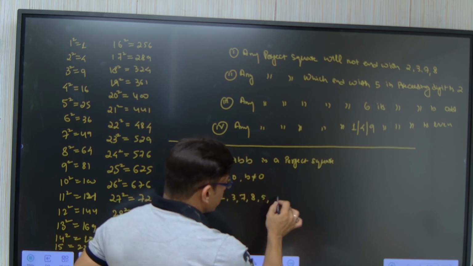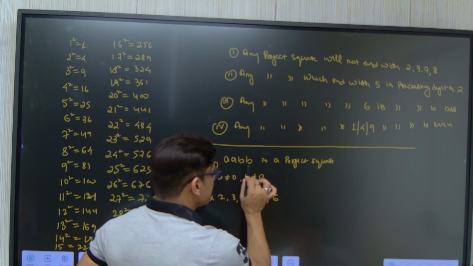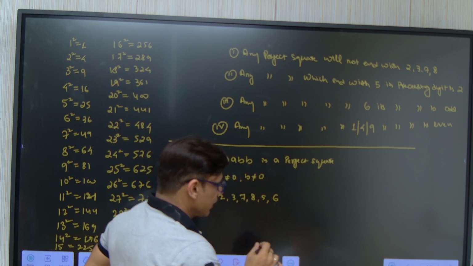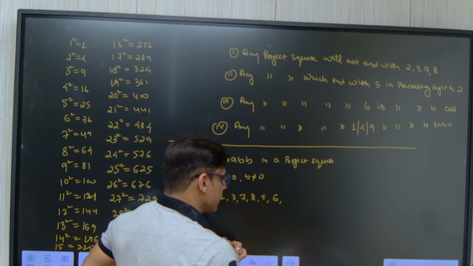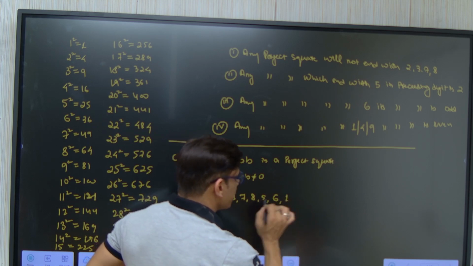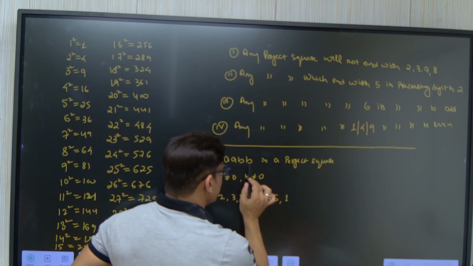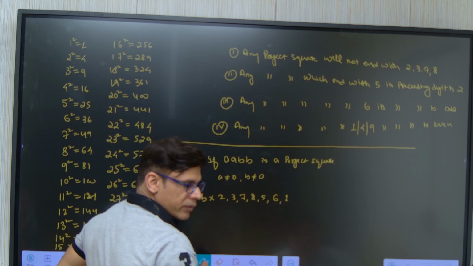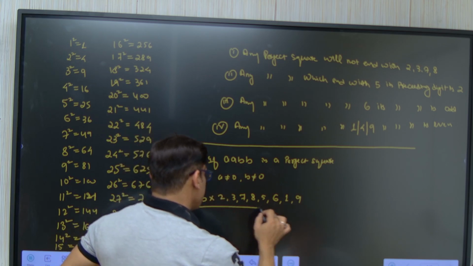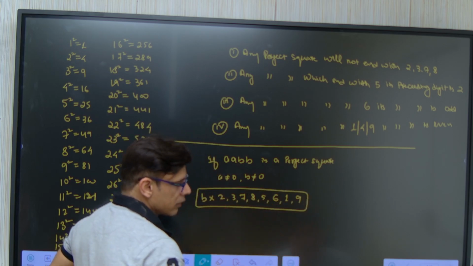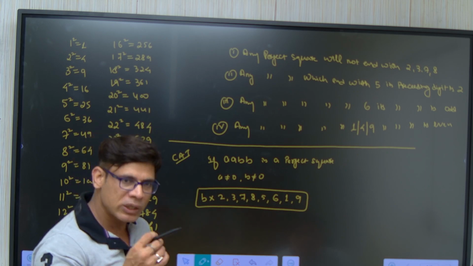B cannot be 6 also. Why? Because if this is a 6, the previous digit has to be odd. But 6 is even, and this is odd. 7, 8 definitely not possible. 1 is not possible, because if it is 1, the previous digit has to be even. And B cannot be 9 also. So we eliminated so many things. We are left only with 4.